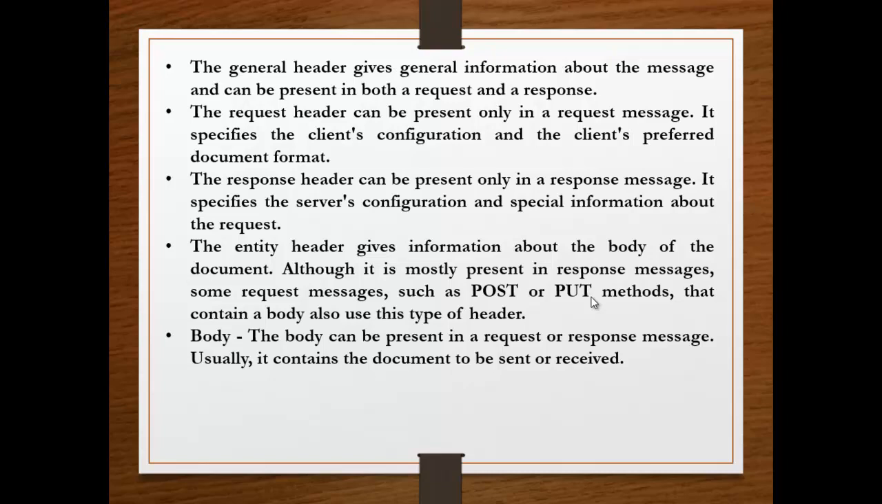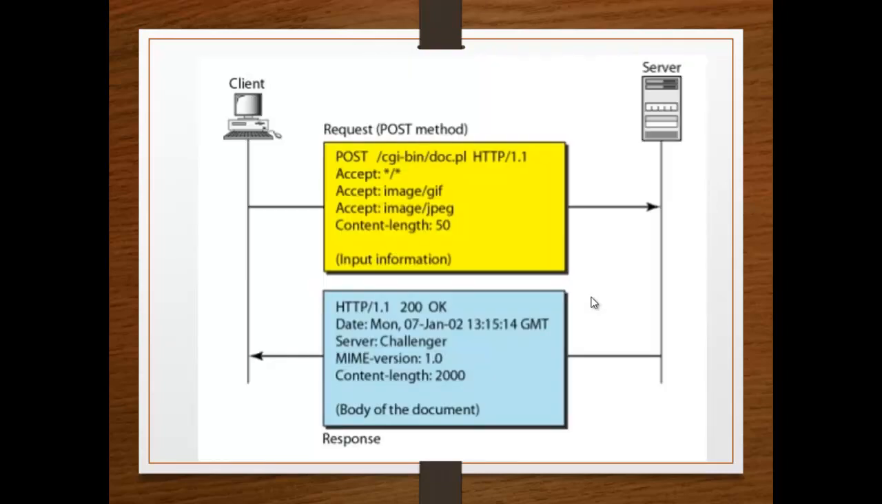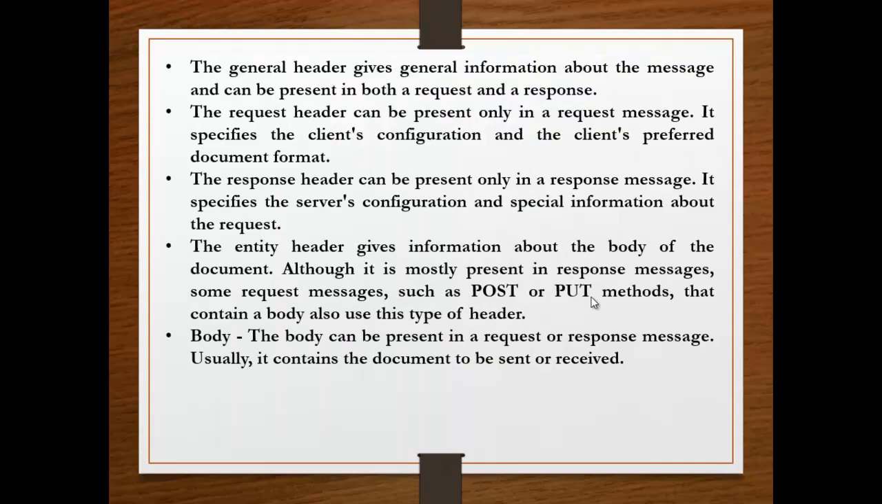General header, request header, response header, entity header: these are the 4 different headers. You have to just understand what these headers are going to give. Generally, a header is additional information, whereas the general header gives some general information about the message and can be present in both a request and a response. For example, if you see this, date and server are general information. This kind of general information is given by the general header. A request header can be present only in a request message.